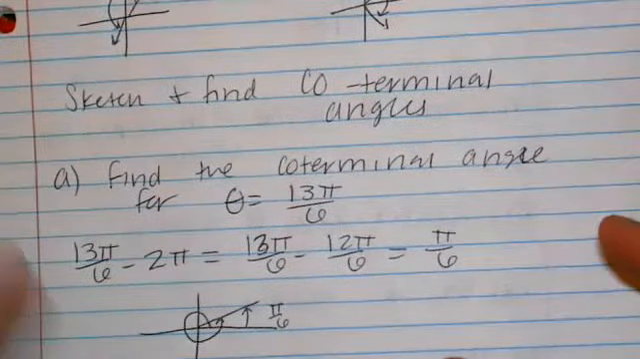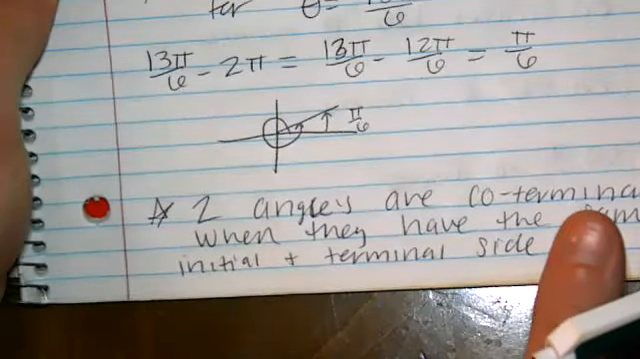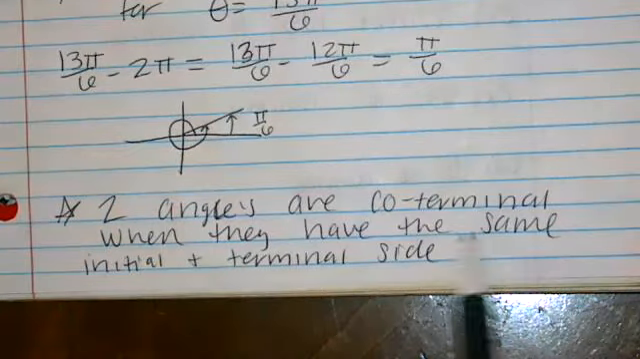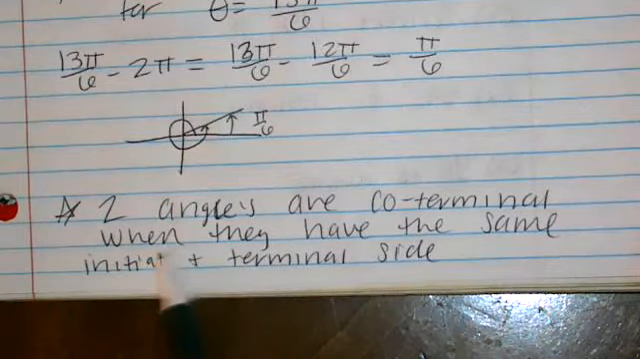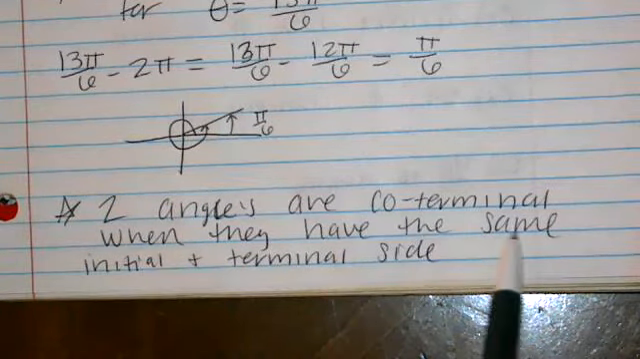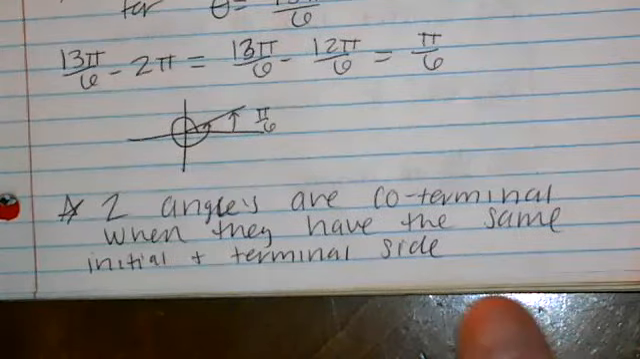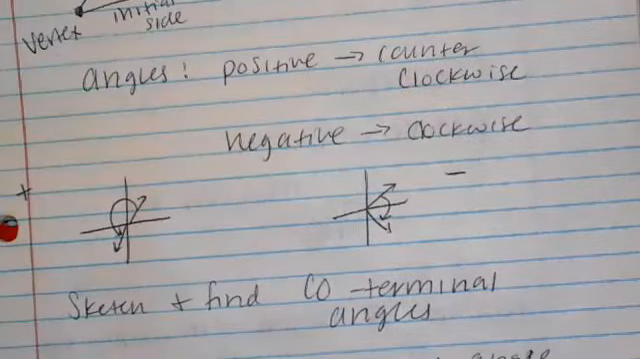I forgot to put the definition at the top, but I put it down here at the bottom, so I'll jump down to that. Two angles are coterminal when they have the same initial and terminal side. So angles that have the same starting and ending point will be coterminal. Obviously they have to be two different measures of angles, but they should start and end in the same place.